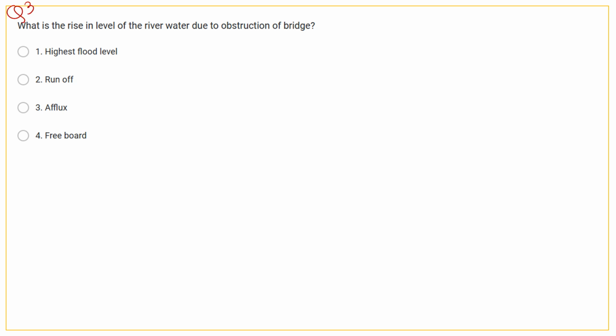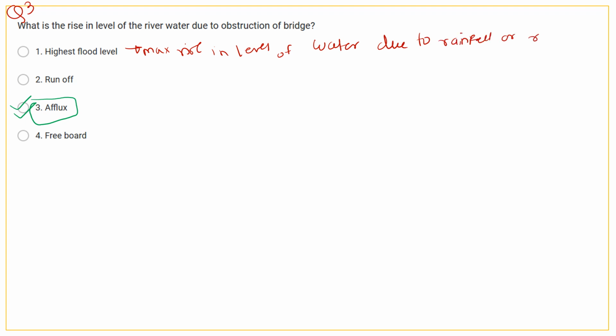Third question. What is the rise in the level of river water due to obstruction of the bridge? The rise in the level of river water due to obstruction of the bridge is nothing but the afflux. So option third is correct here. So what about the high flood level? High flood level is the maximum rise in the level of water due to rainfall or runoff.